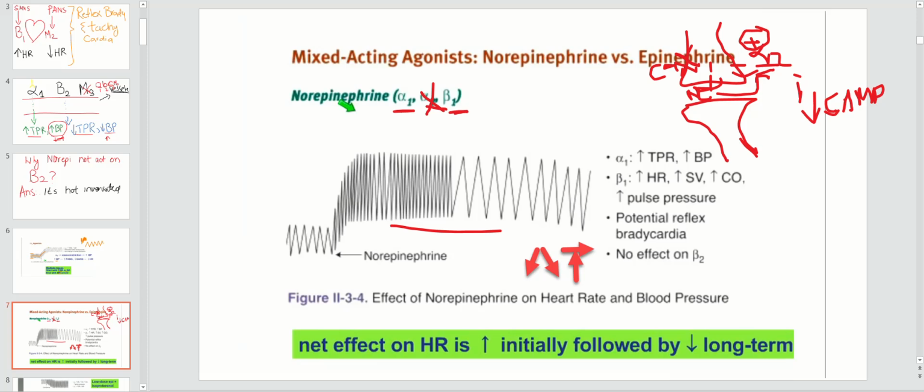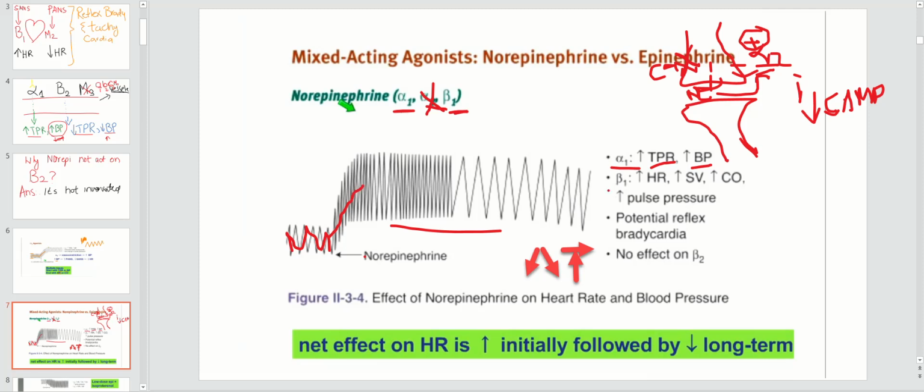So what is happening? Let's say this is the normal trace of the patient, and you give the norepinephrine. So norepinephrine is acting on the alpha 1 receptor. As I told you, you have to start with the vessels. So total peripheral resistance will be increased, blood pressure will be increased. So my mean arterial pressure line will go up, right?